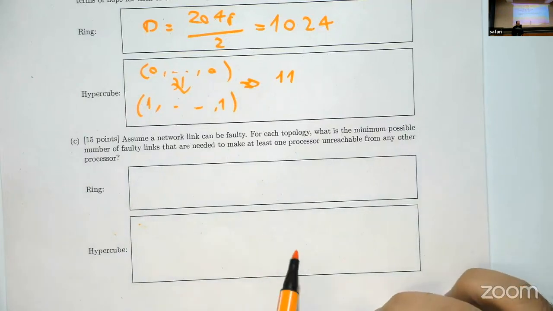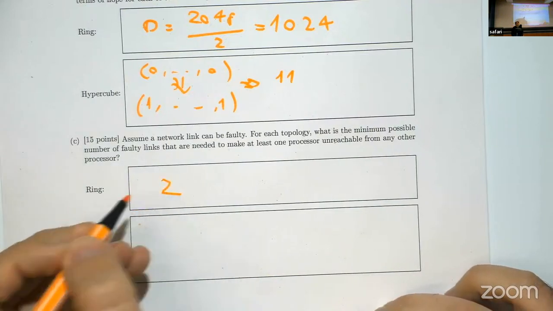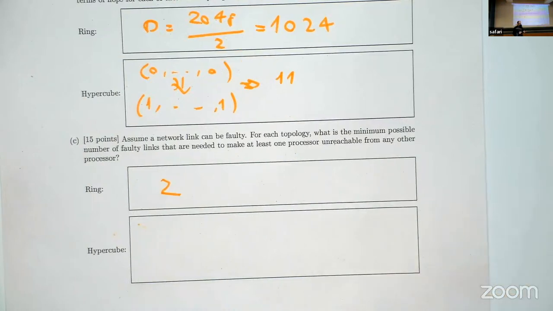Any idea for ring? 2. Yes, exactly, 2. By cutting one link, we end up with an array topology. And when we cut another link, the ring is not connected anymore.